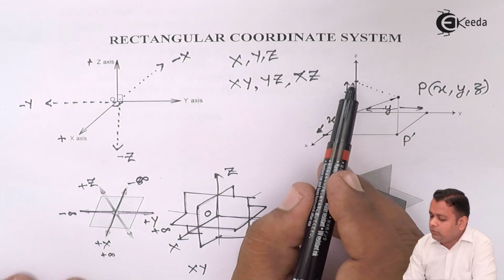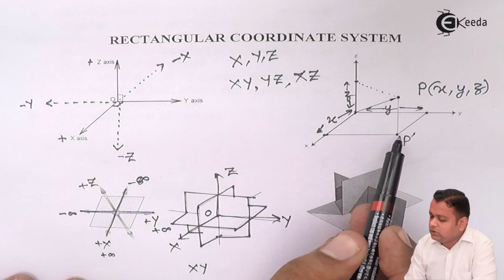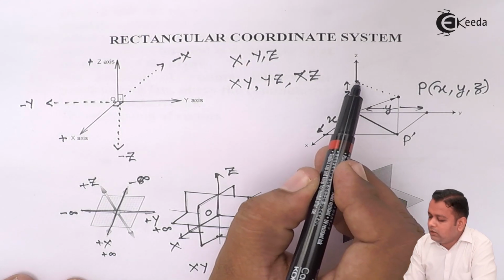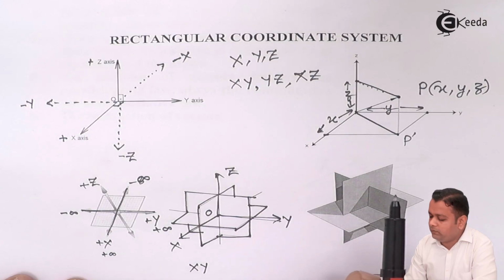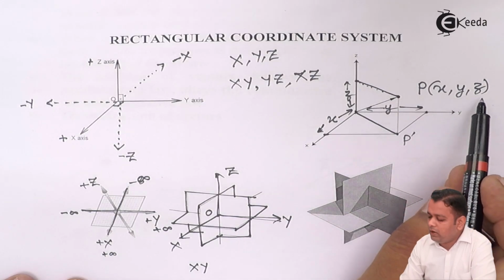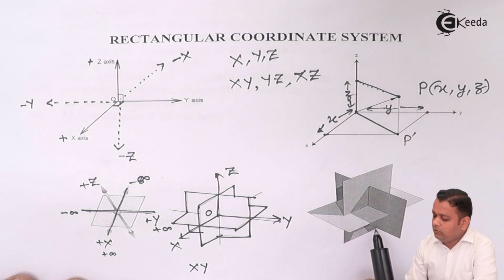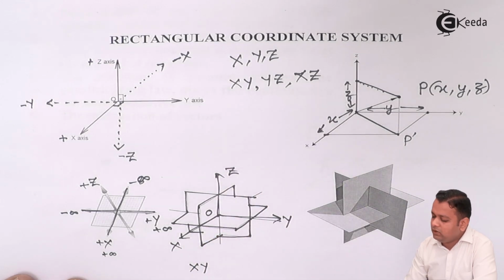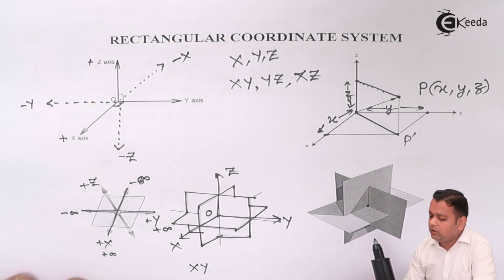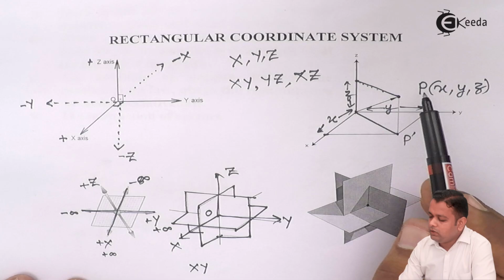Okay. So if you join the origin to this P dash, it is in the xy plane. So this line and this line are parallel. So these are the measures of length x, y and z. This diagram also gives you the 3D visualization of three planes xy, yz and xz intersecting at the origin. So these are supposed to be the references with respect to which we take the measurements of the point P in the three-dimensional space.